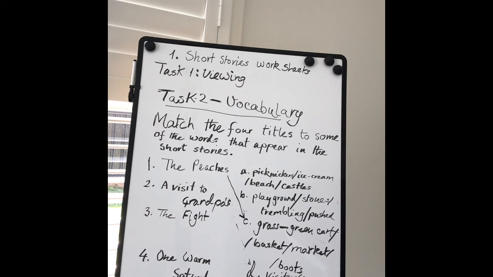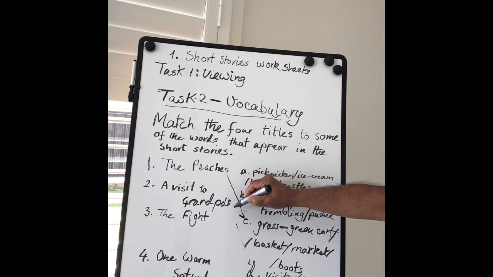Then we have the D, visitor. Well, we can relate it to the word visit. Okay, the grandpa's house might have floorboards. And it's a house, and at night you are visiting your grandpa's house. Okay, so 2 to D. Number 2 title, A Visit to Grandpa's, to D.